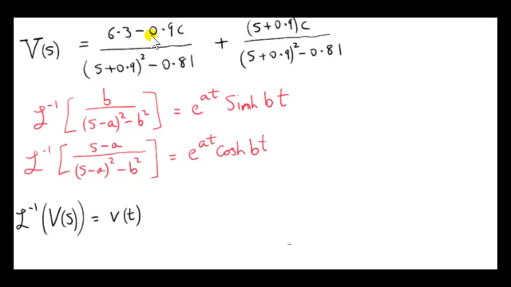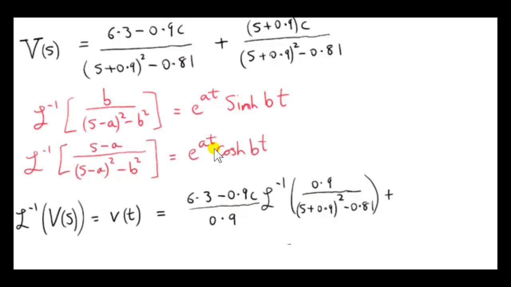Okay, so here we are. Now, this is the fraction with the constant term on top, and here is the inverse transform that we are going to use, of course. Notice that we have b on top and b squared in the denominator. We can see here that b squared is 0.81, so the square root of 0.81 is 0.9. So we need to have 0.9 on top.